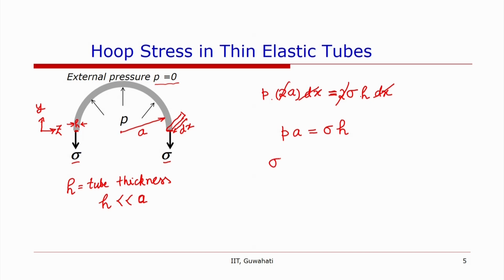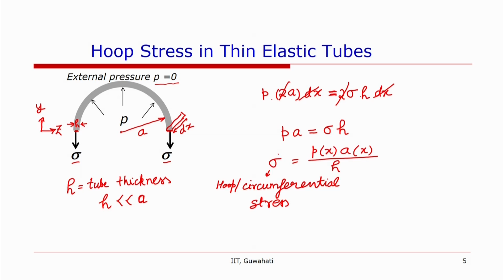So we have a relationship that P into A is equal to sigma H. So we can say that sigma, the hoop stress or circumferential stress, is equal to Px Ax over H. So that is the formula for the hoop stress.